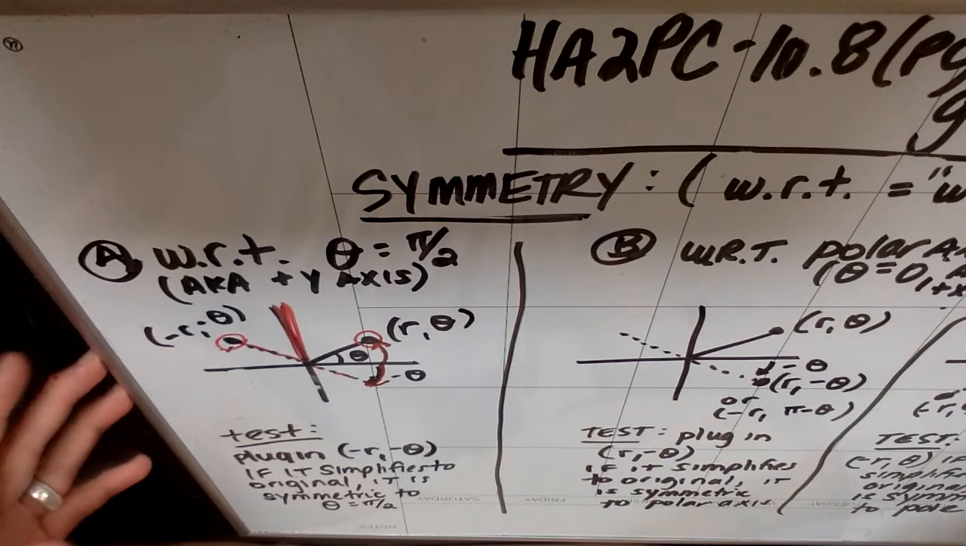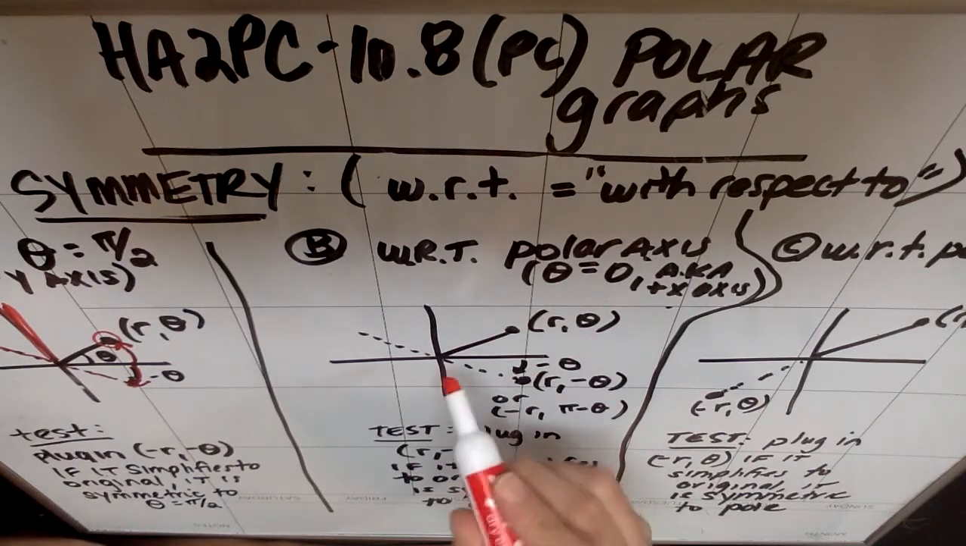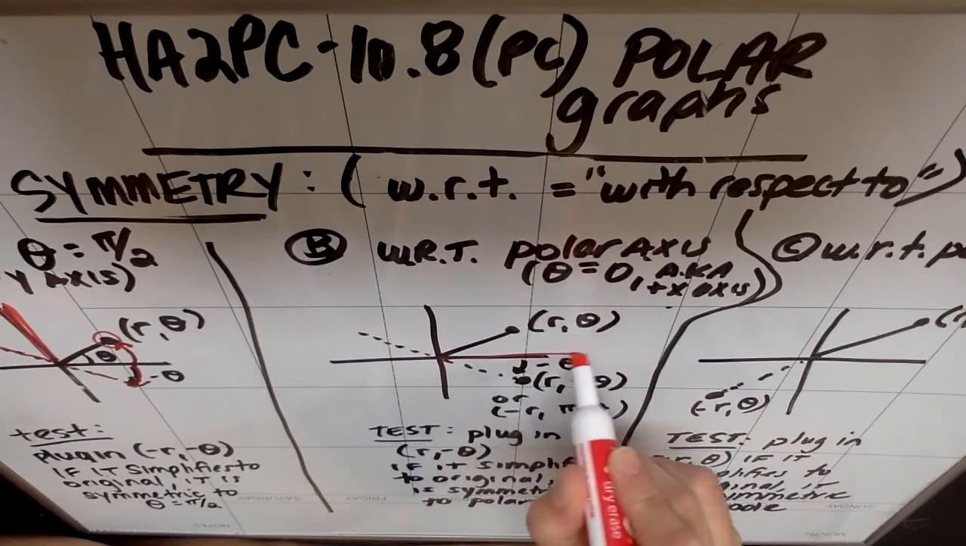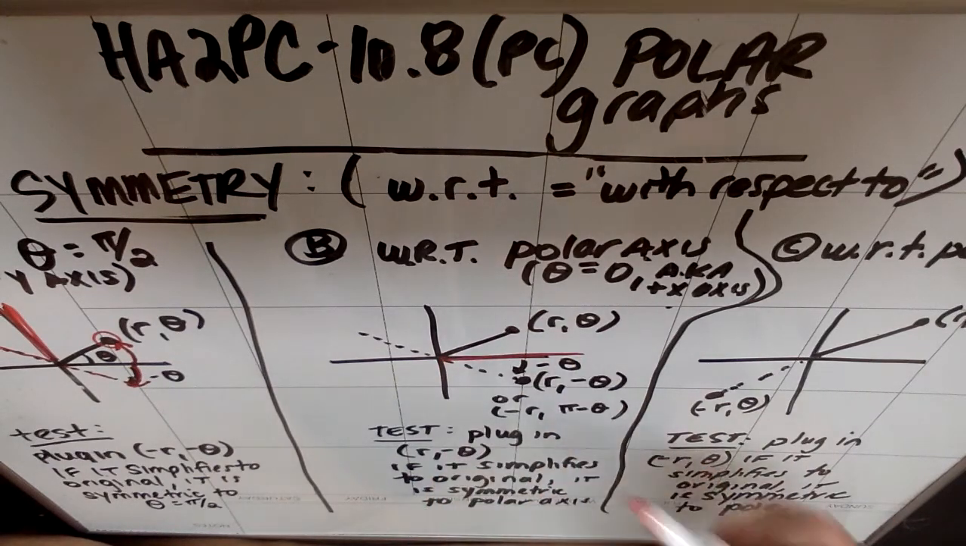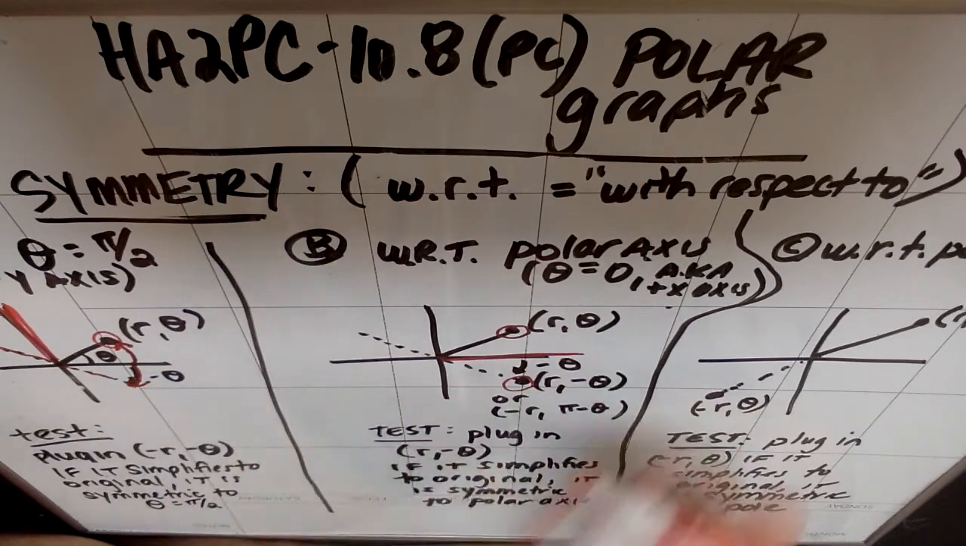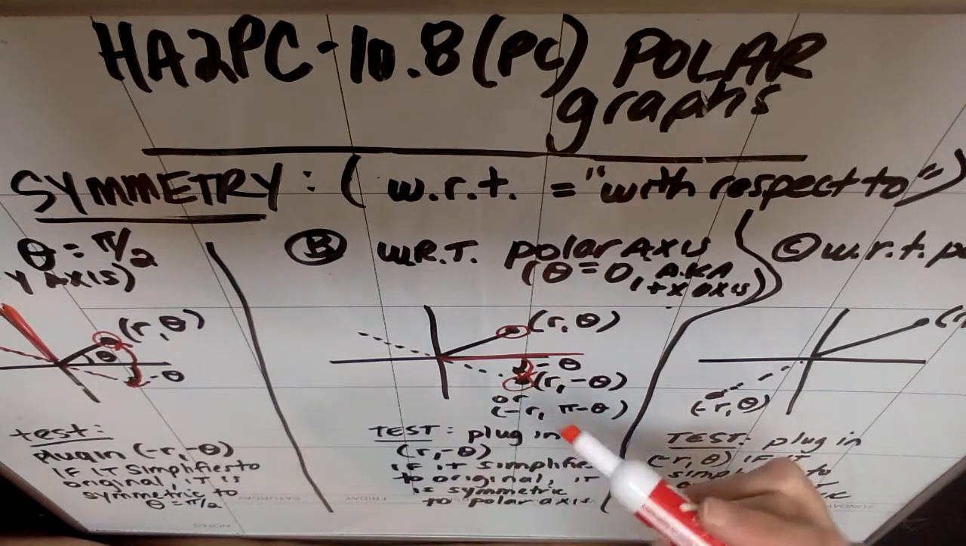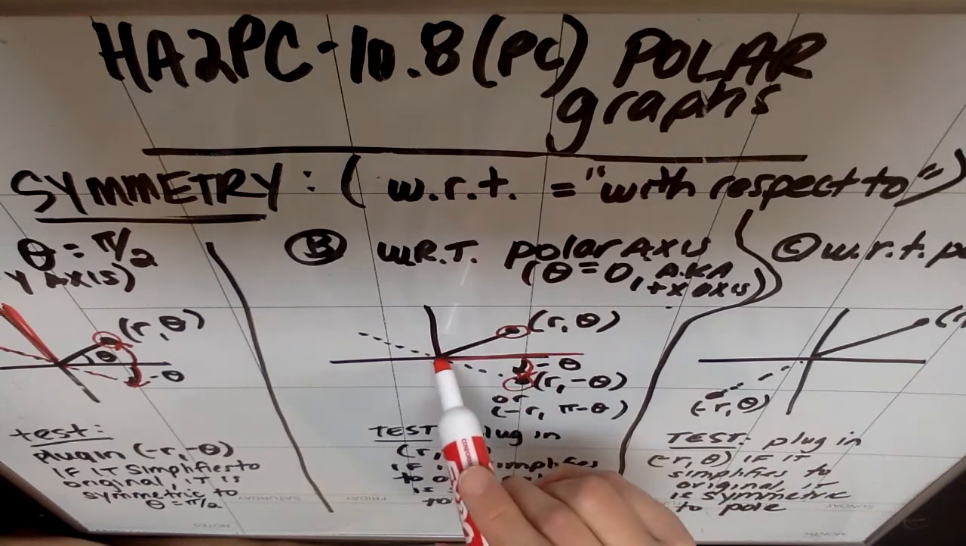So let's go to the second type of symmetry in the middle of the board here. So with respect to the polar axis, now the polar axis is essentially the positive x-axis, right? It's the line where theta is equal to 0, right? So if something's symmetric about that axis, then if I have the point r comma theta here, then this point would be r comma negative theta. Because we already saw in the last type of symmetry that the way I get negative theta is just by rotating the opposite direction the same amount. And then I would just go r units.